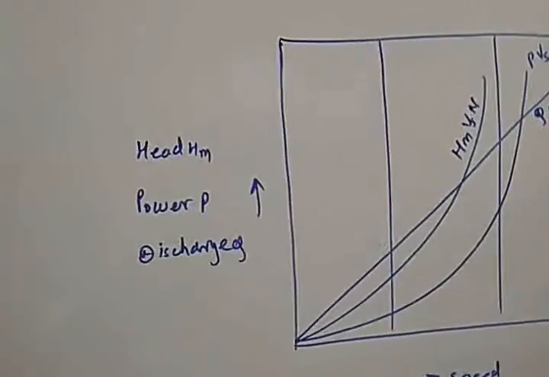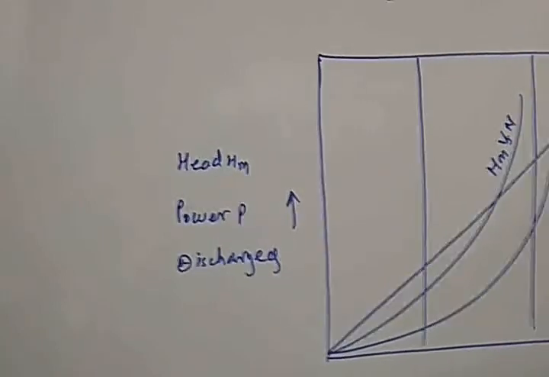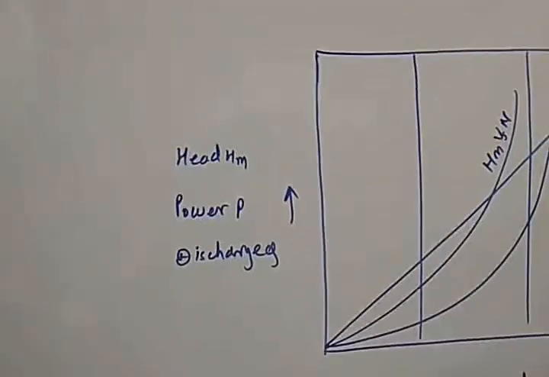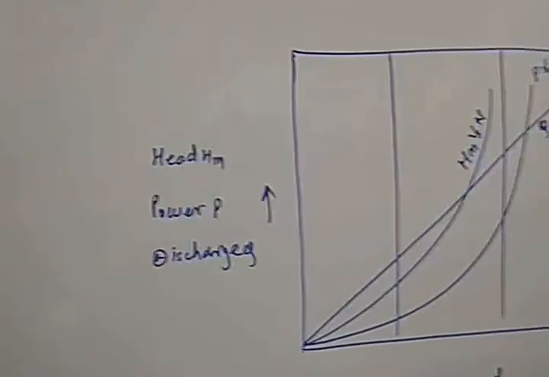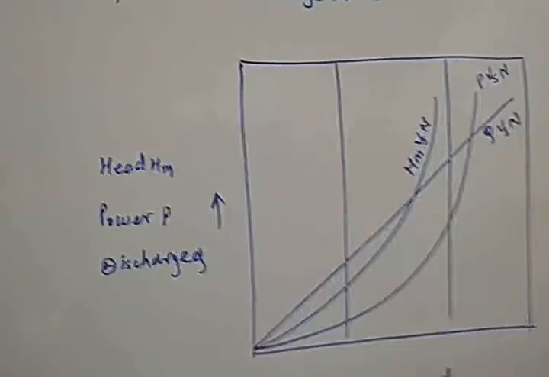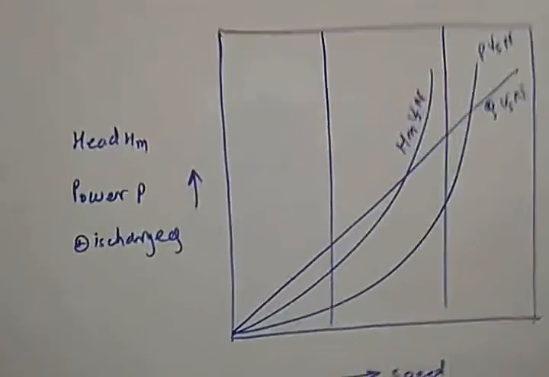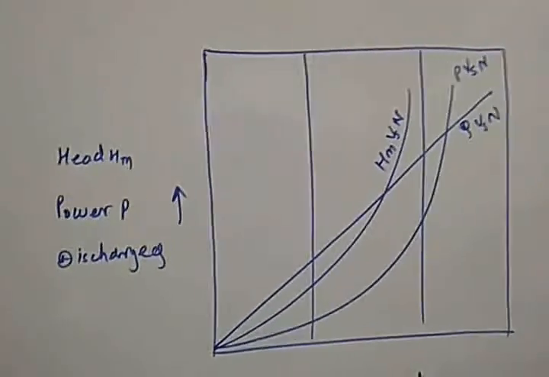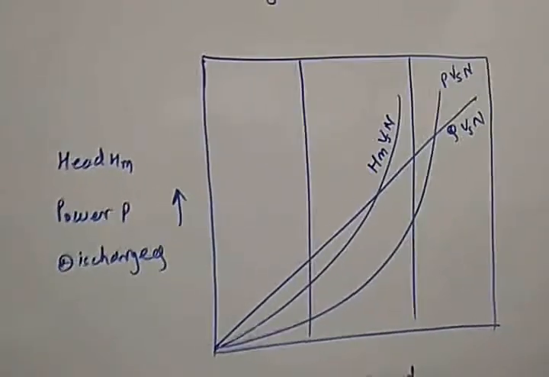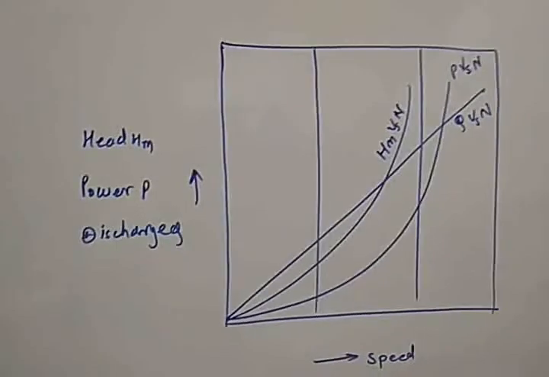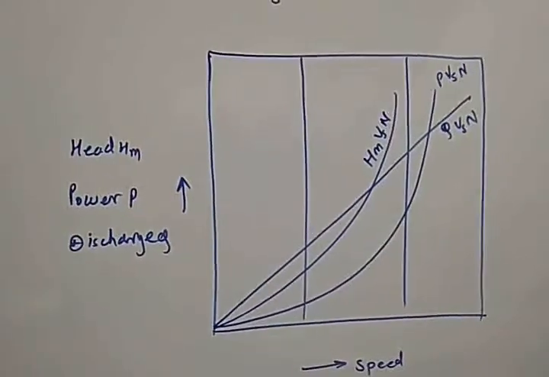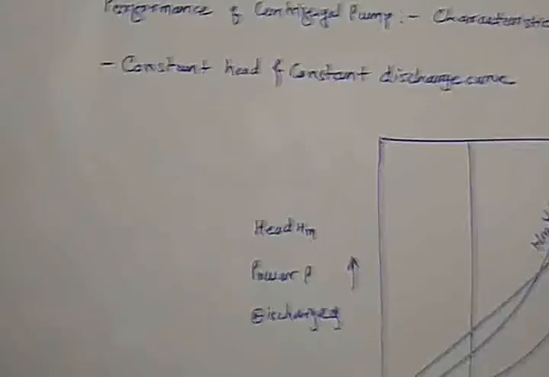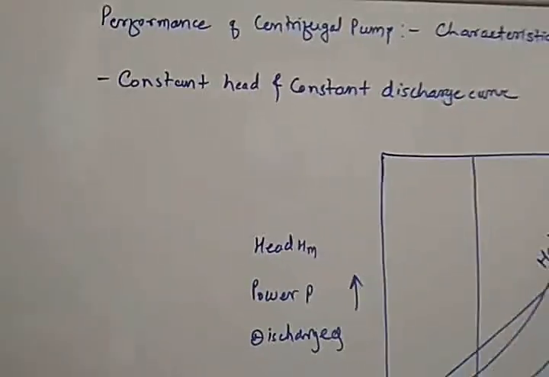From this diagram we can find out, if I am maintaining the head constant, what the Q versus N plot will be, and for what speed what discharge we can plot. And when we are maintaining Q constant, HM versus N will be plotted, and for what head what the speed is, or for what speed what the head will be that we can get. So these are the performance characteristics curves for the pump. Okay, thank you.